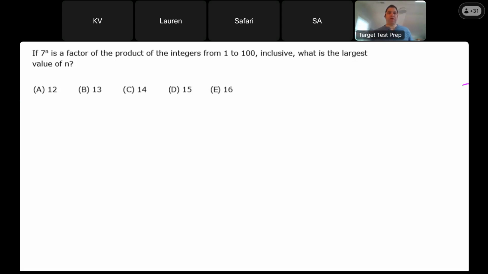All right, so are you guys aware of the... no, we're not going to talk about terminating decimals today. Are you guys aware of the rule with factorial divisibility, how you determine how many 7s are contained in 100 factorial?